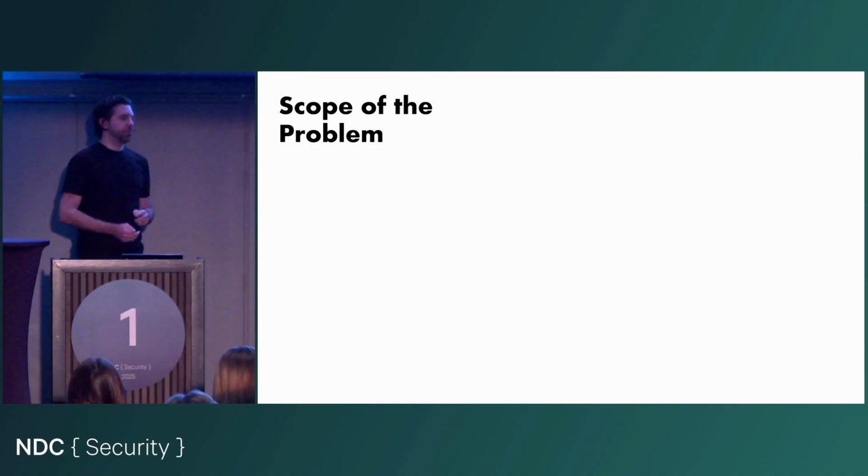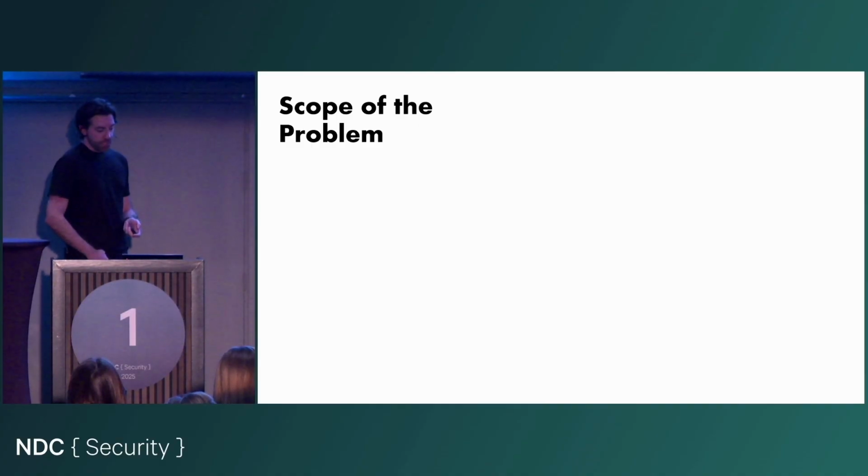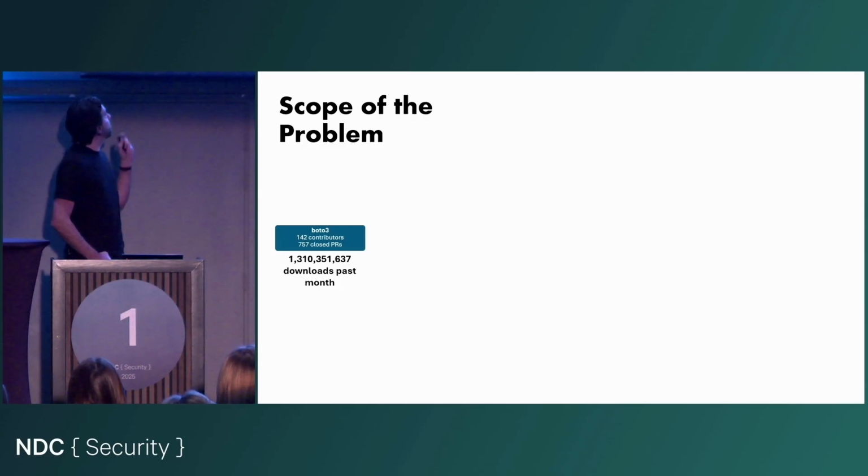But I want to give you an example to really illustrate how big of an issue it is. So I went on PyPI, the Python package manager repository, to look at what is the most commonly downloaded package in the system. And it's Boto3. If you've worked with AWS, you probably recognize that. That's Amazon's SDK for Python. And it has 142 contributors, 757 closed PRs, and 1.3 billion downloads in the past month alone.